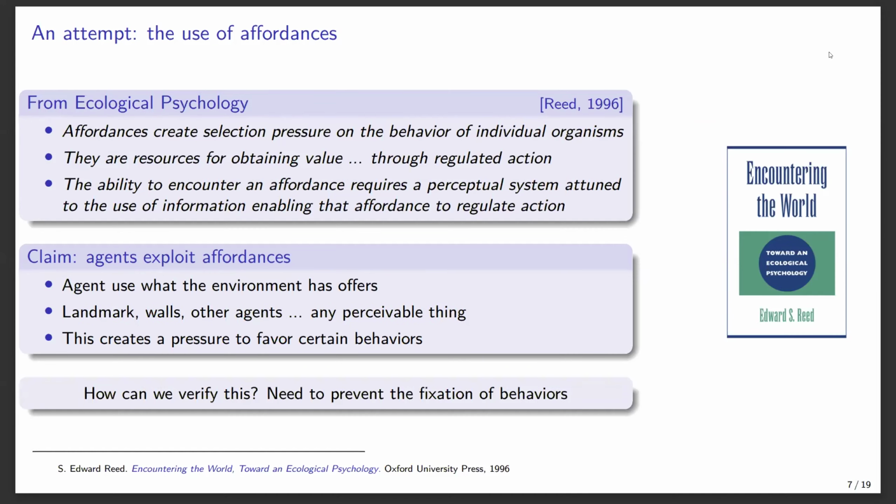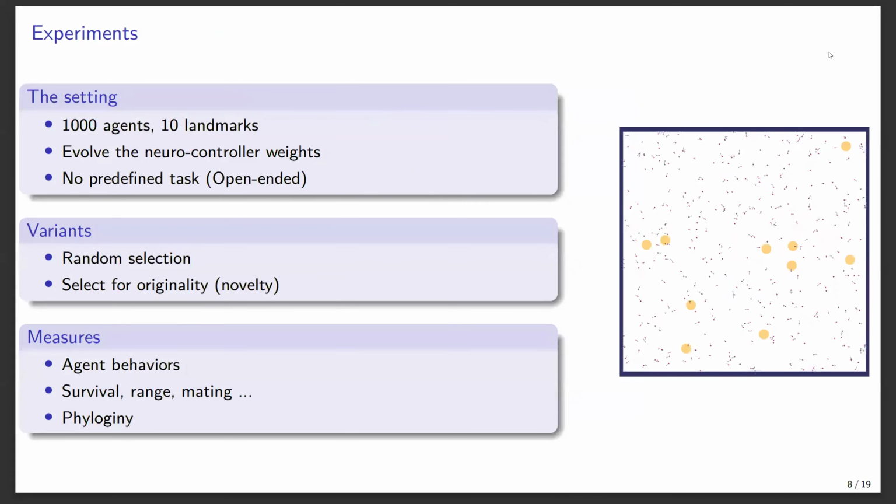So how can we verify this, and how can we explain it, and how to have some insight on this? The thing is that we had to design something that prevents the fixation of behaviors. If we can avoid behaviors converging to certain things, maybe we can see different things. So that's the essence of this experiment. A very, very simple experiment.